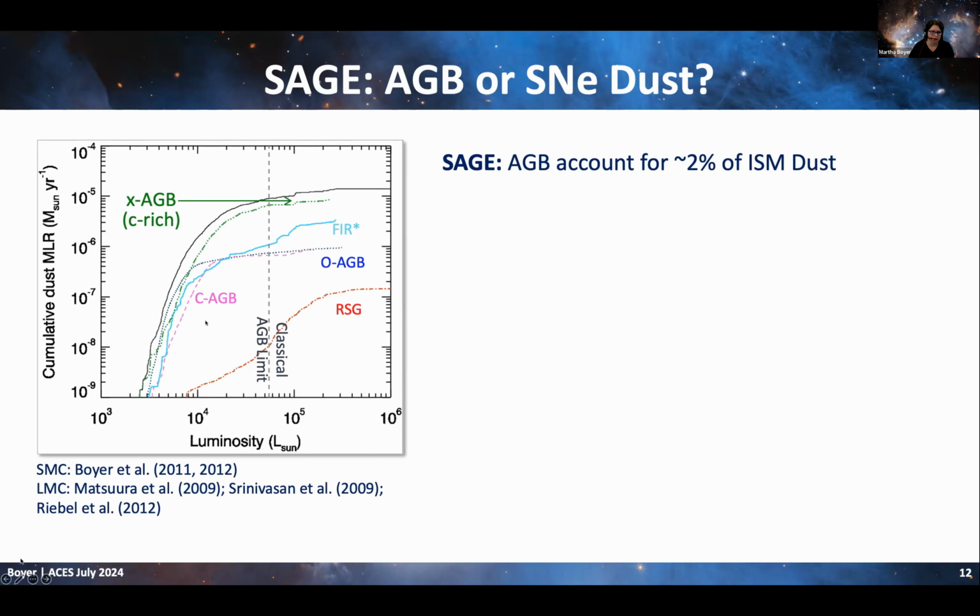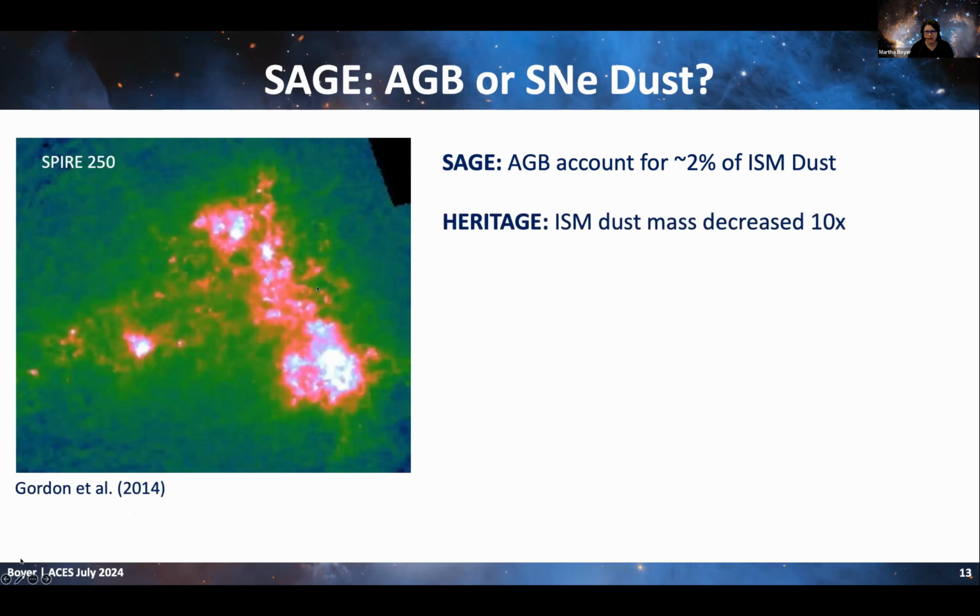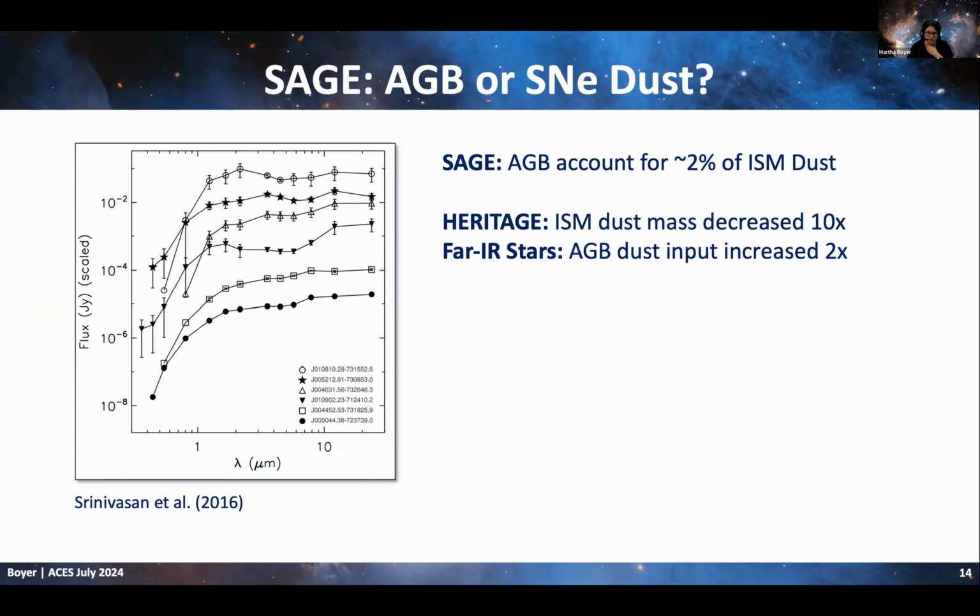And this is just a plot of the different types of AGB stars and how much dust they're making as a function of luminosity. And it's dominated by carbon stars. But then there was Herschel observations of these galaxies, and the ISM dust mass actually decreased by a factor of 10 after those observations came out.